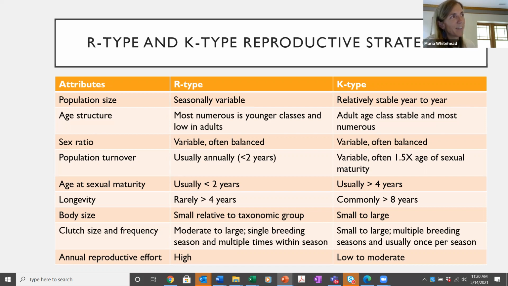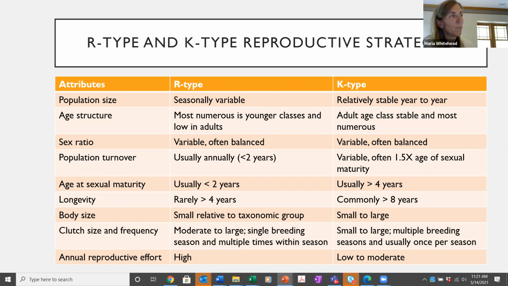And in contrast, we have our K-type strategists. So think humans and elephants and birds in this category. The population size tends to be stable year to year. The adult age class is stable and the most numerous. The sex ratio is variable, but often balanced. And population turnover is often about 1.5 times the age of sexual maturity. And the age of sexual maturity in these guys is usually over 4 years. But of course, in organisms like humans and some others, it's much later than that.